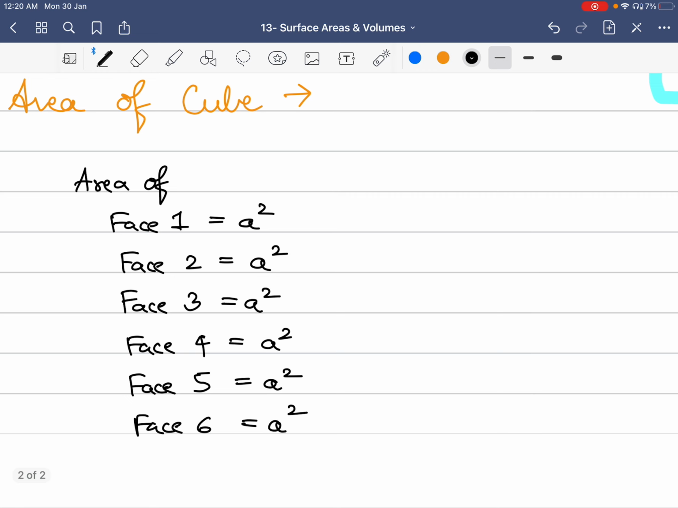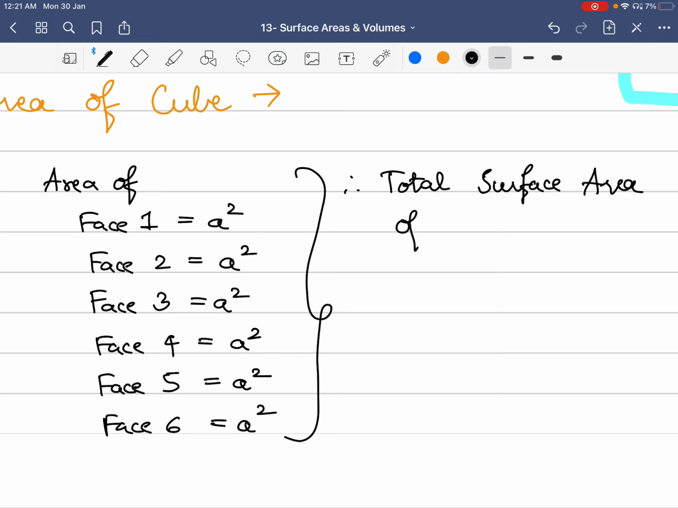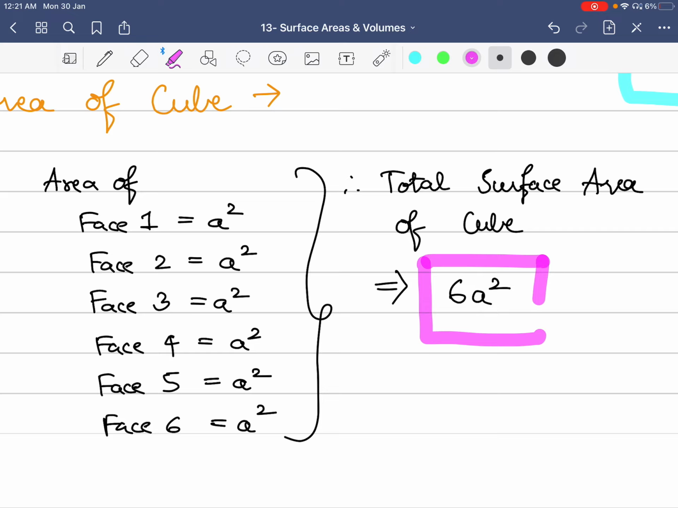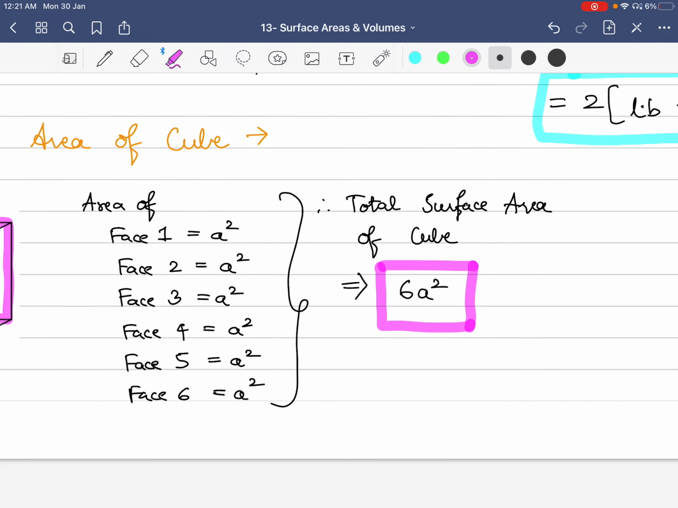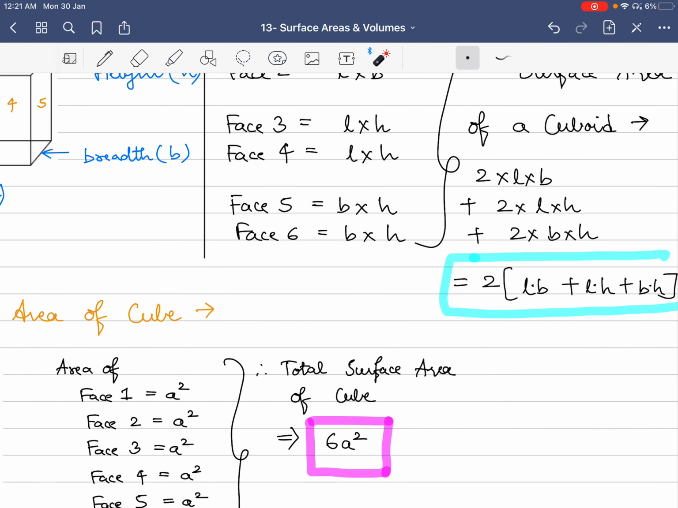Therefore, the total surface area of a cube is equal to the summation of all these faces. A cube has 6 faces, so the summation of all these 6 faces is going to be equal to 6a square. Let's box it. This is the total surface area of a cube. And the total surface area of a cuboid is this formula.